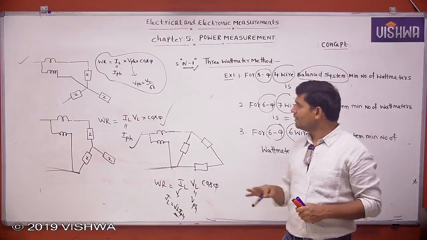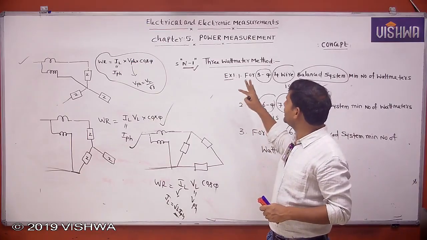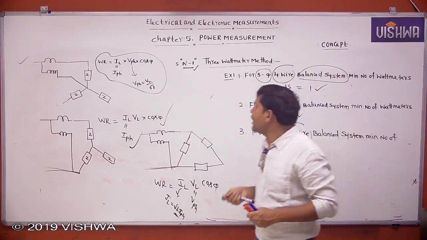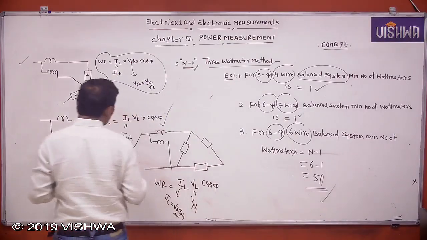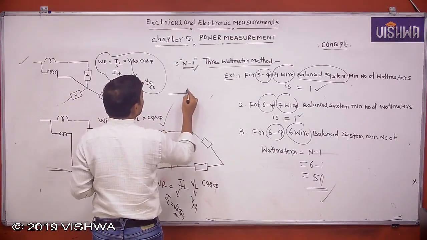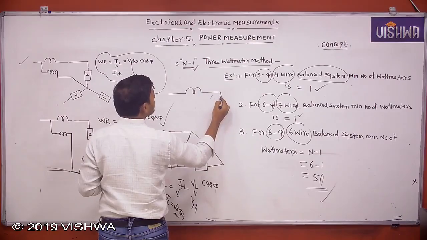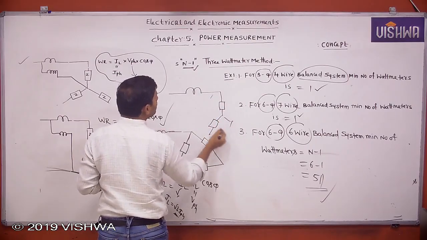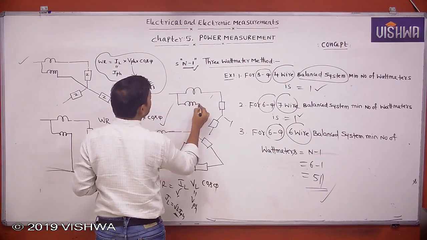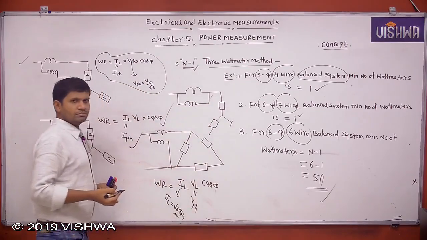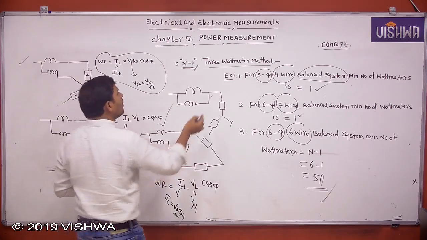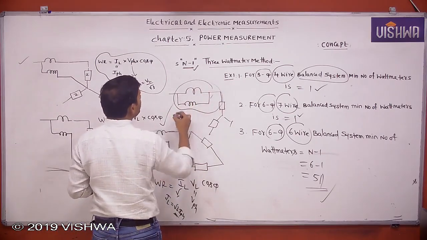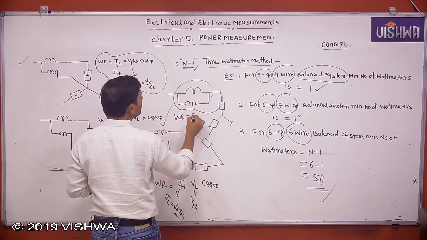Here, for simplicity, first I am explaining the 3 wattmeter method of power measurement. One more observation. For example, if a wattmeter is connected to some load, it may be star connected or delta connected, whatever it may be. Let us assume that the pressure coil is connected like this. Then in this, what is the wattmeter reading? The wattmeter reading always shows 0.